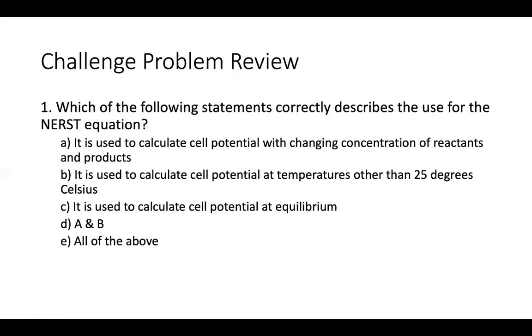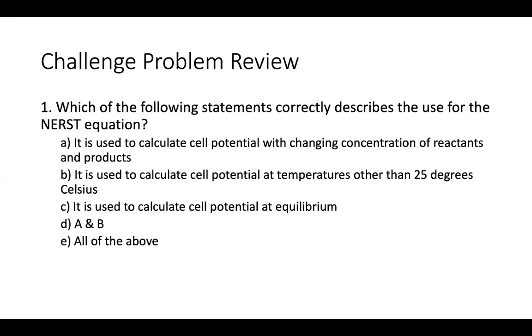Okay, so the first two questions were both kind of theoretical understanding questions. The first one asks, which of the following statements correctly describes the use of the Nernst equation? A says it is used to calculate cell potential with changing concentration of reactants and products. That statement is true, and on the next slide I'll explain why. B says it will be used to calculate cell potential at temperatures other than 25 degrees Celsius. That statement is also true.